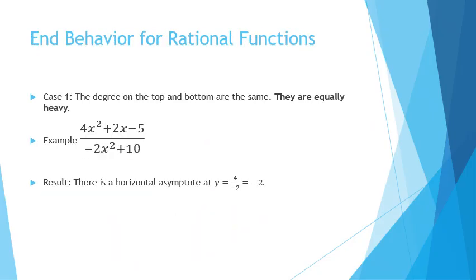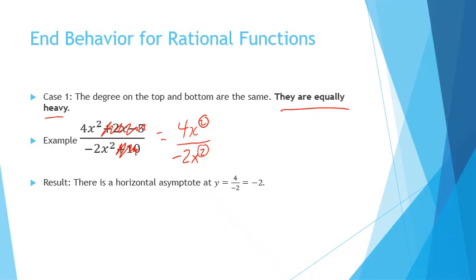All right, so let's take a look at each of the three cases and how to find their end behavior when they're top, bottom, or equally heavy functions. The first one is when they are equally heavy, when the degree in the top and bottom polynomials are the same. If we take a look at this function here, the first thing you can do is cross off anything that's redundant. So we're really only looking at 4x squared over negative 2x squared, and this is going to be equally heavy.